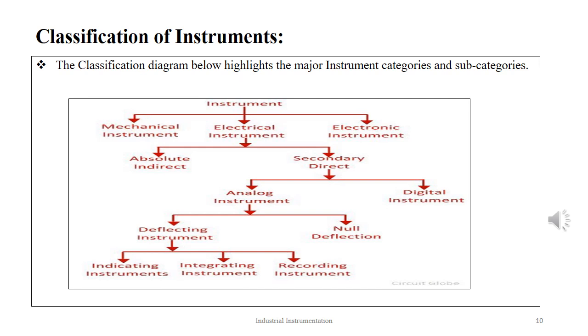The analog instrument are further categorized as deflecting instrument or null deflection type. The deflecting instrument can be of three types: indicating, integrating, and recording.